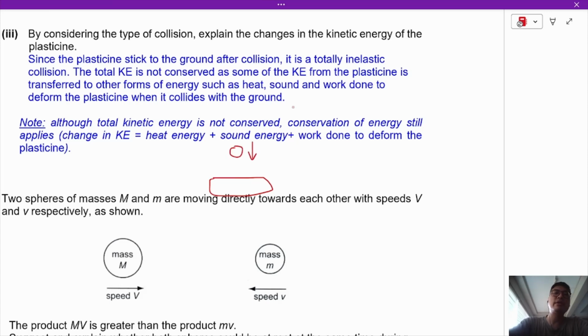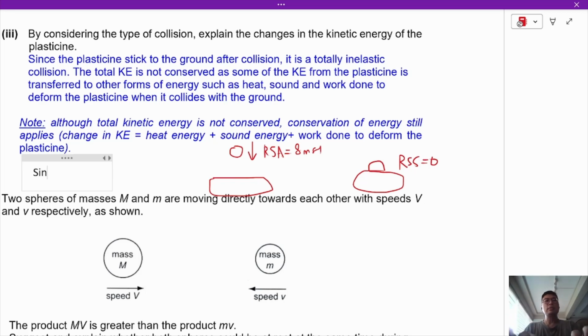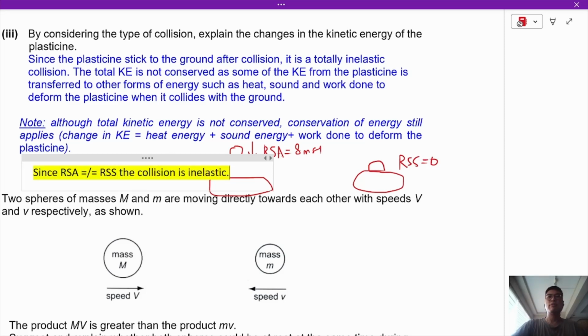Okay, so the RSA is equal to 8 meters per second because the Earth is not moving relative to the plasticine. And over here, the RSS is equal to 0. Since the RSA is not equal to the RSS, the collision is inelastic. Furthermore, not only is the collision inelastic, but the velocity of the plasticine is 0 at the end. So it is called a completely inelastic collision.